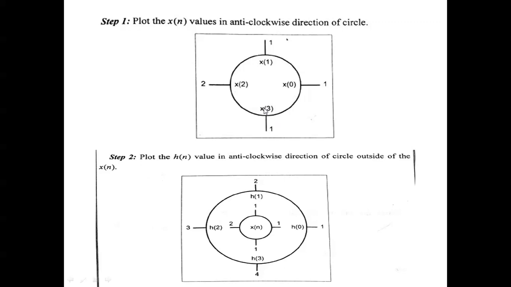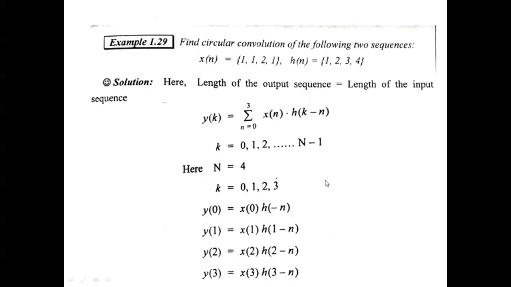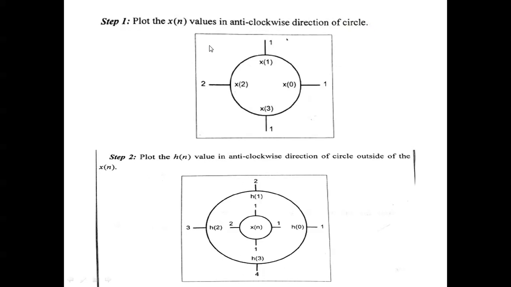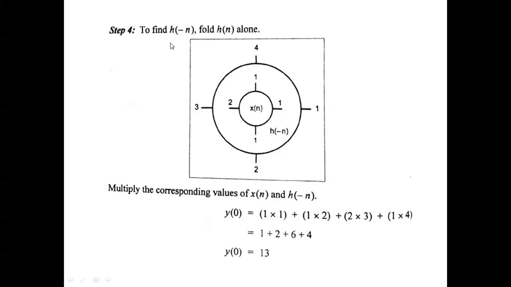So we write it anti-clockwise, and plot the h of n values in the anti-clockwise direction on a circle outside of the first one. x of 0 is here, then h of 0, h of 1, h of 2, h of 3, also 1 2 3 4. The first circle is written anti-clockwise starting from here, and the second, the h of n circle outside of it, is also written anti-clockwise. Here we have to find h of minus n.